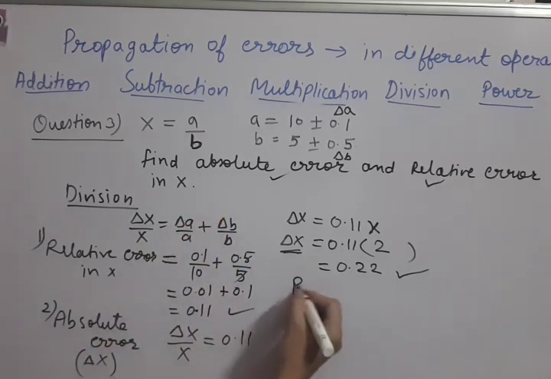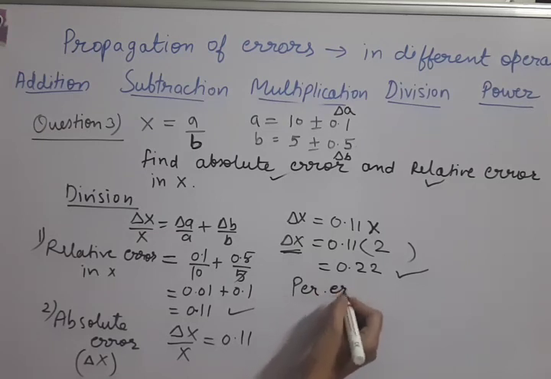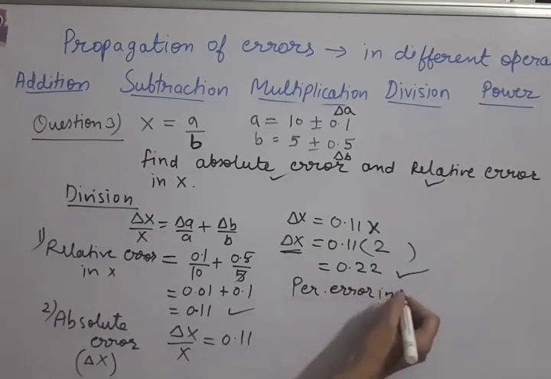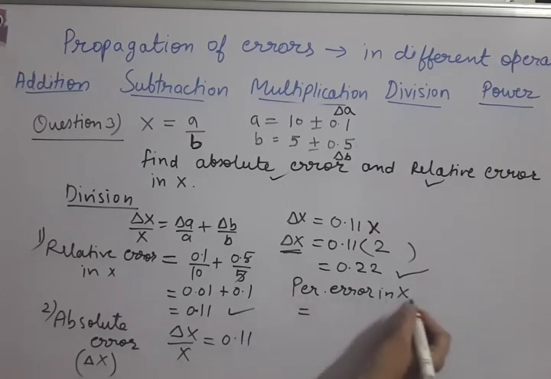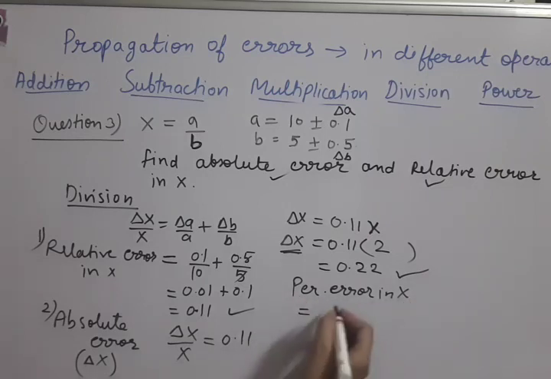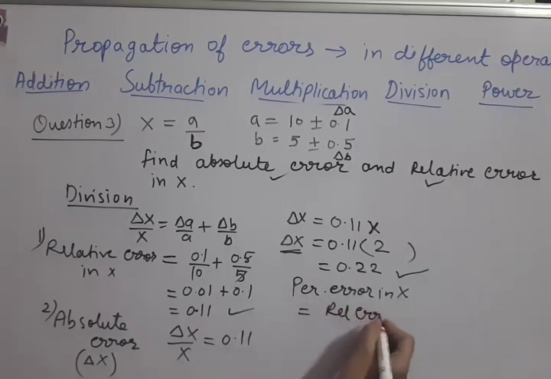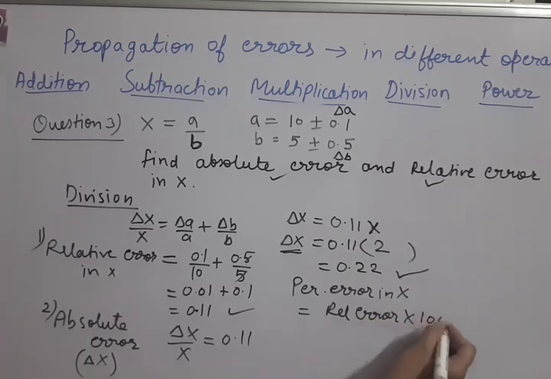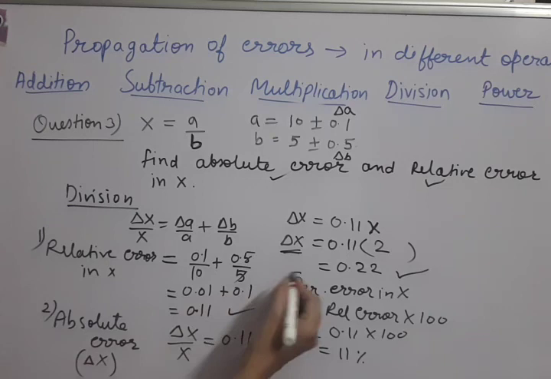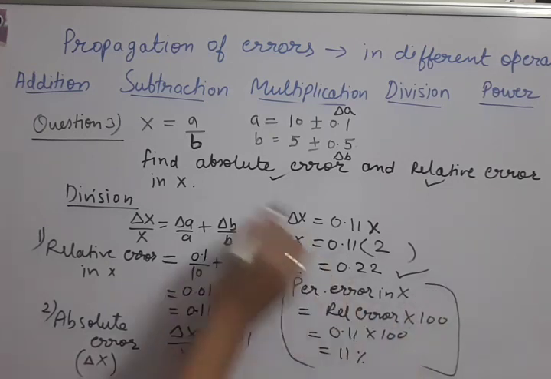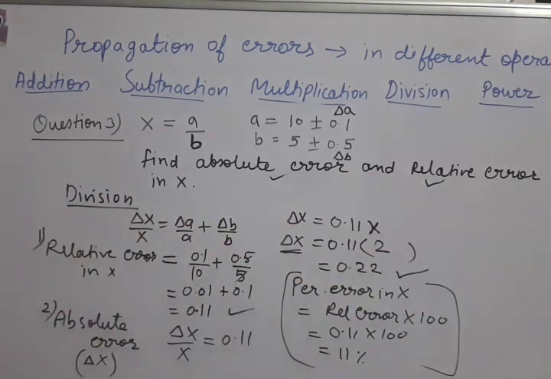Suppose percentage error is also asked in x. This is extra I am doing here. It is not asked in the question. Suppose percentage error in x is asked. So the easy formula is, if we multiply relative error by 100, that is the percentage error. How much was relative? 0.11. Multiply this by 100. So 11% is the percentage error. Okay, this part is extra which I have explained in this question. It was not asked, but you should know.